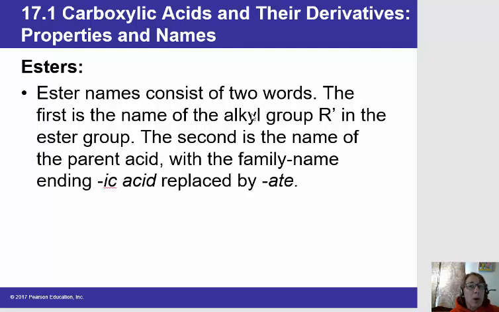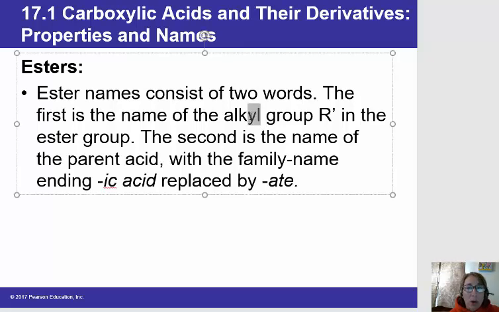So if the alcohol had one carbon, then the first part of the word would be methyl. If the alcohol that formed the ester had two carbons, then the first part of the name would be ethyl, etc. And the way I remember that is I think I got -il from alcohol. So the -il part of the name always comes from the alcohol.